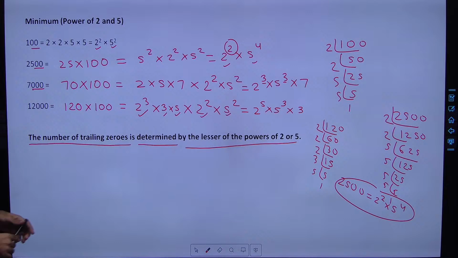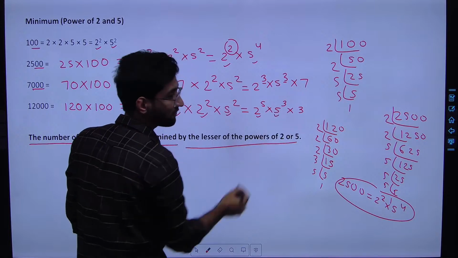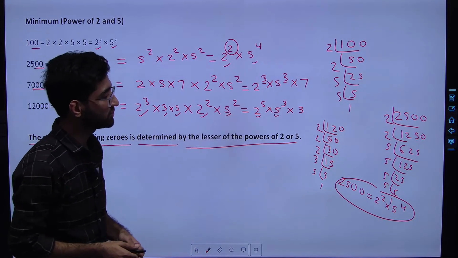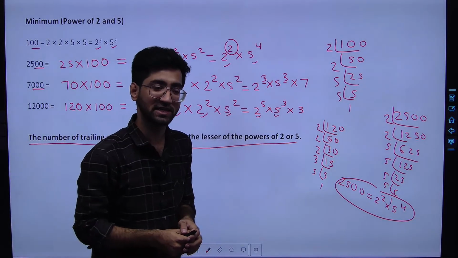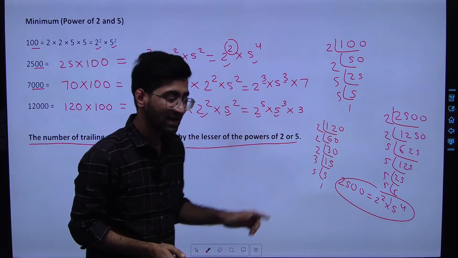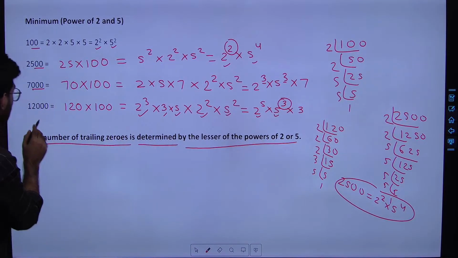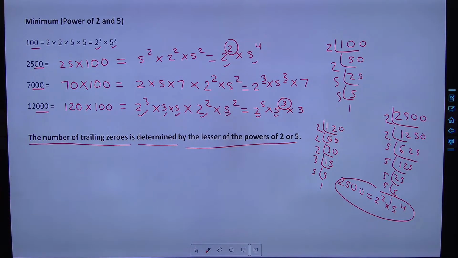Right? Now let us look at this case. Let us look at the power of 2 and power of 5. So the power of 2 is 5 and the power of 5 is 3. So which power is less? Obviously the power of 5 is less. And what is that power? That is 3. So what is the number of trailing zeros? Number of trailing zeros is 3. Are you able to get this point?